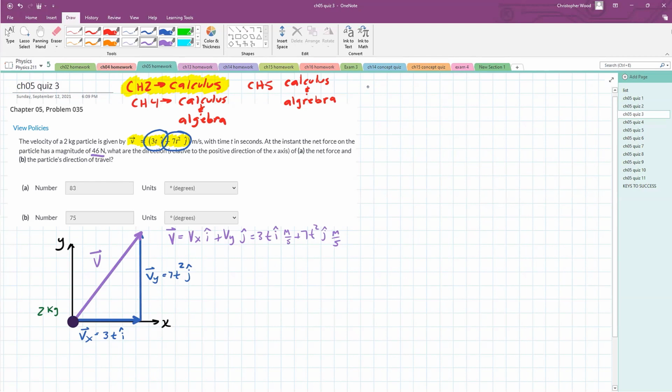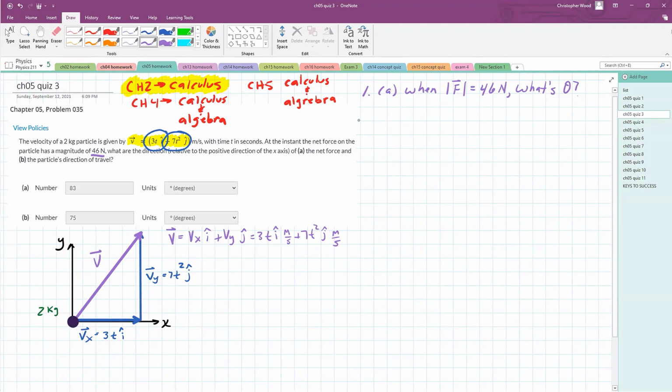All right, so that's the problem. For part A, when the magnitude of the net force acting on that particle equals 46 newtons, what's theta? What's the angle? Theta is the angle of the force when it has a magnitude of 46 newtons.